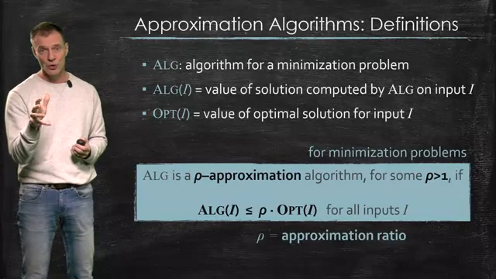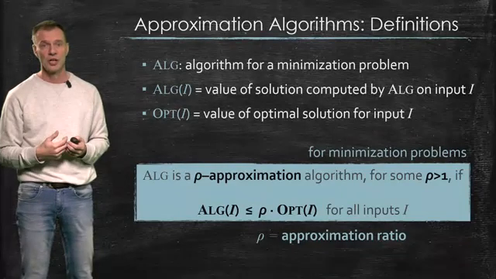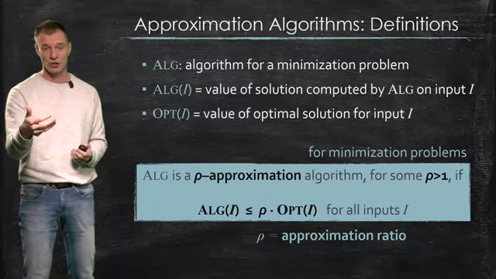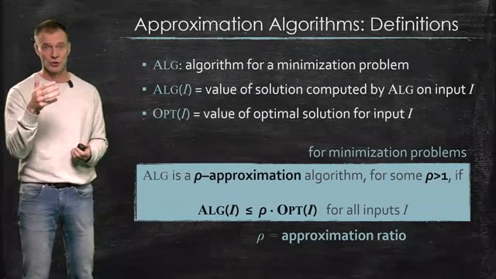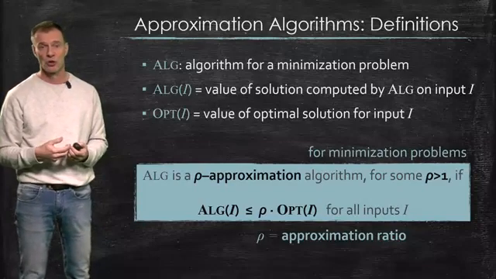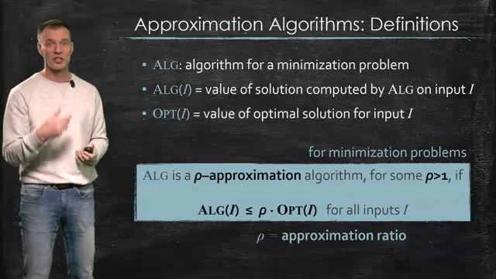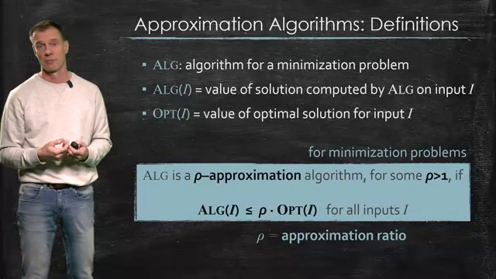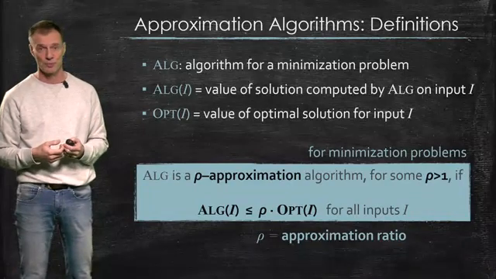Okay, and this value rho is called the approximation ratio. Obviously, the approximation ratio for a minimization problem can never be smaller than 1, because it's impossible to compute a solution whose cost is smaller than the minimum possible cost. So this rho is at least 1, and if it were exactly equal to 1, you would always get the optimal solution. So for approximation, this rho would be bigger than 1, and hopefully it will be close to 1, and in that case, we have a very good approximation.